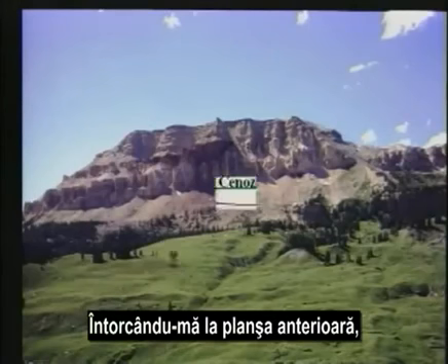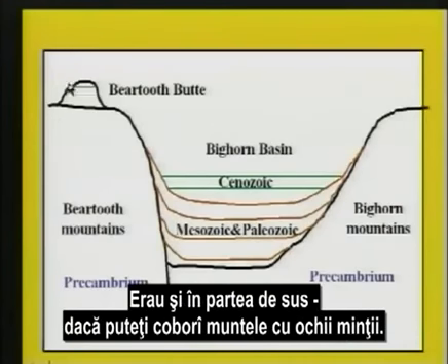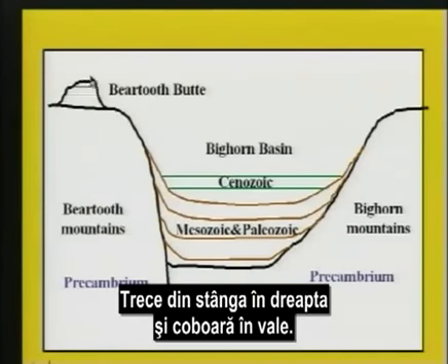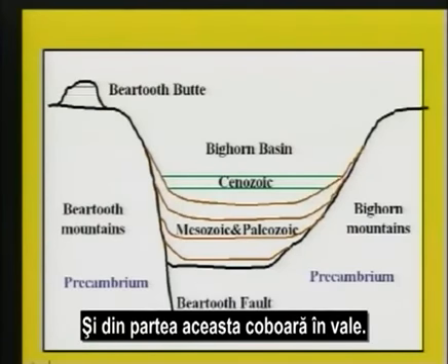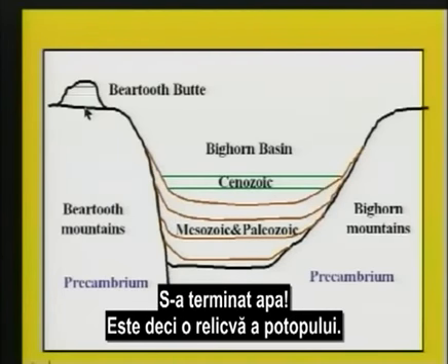If I go back to that previous slide, let me suggest that these layers were covering everything. They were on the top there as well. If you take that down in your mind's eye, everything was covered. Now you're pushing it up. What happens to the water? It goes from left to right, down into the valley. Is that right? And it goes from this side down into the valley. And before this was washed away, also, what happened? The water was gone. So it's a relic of the flood.